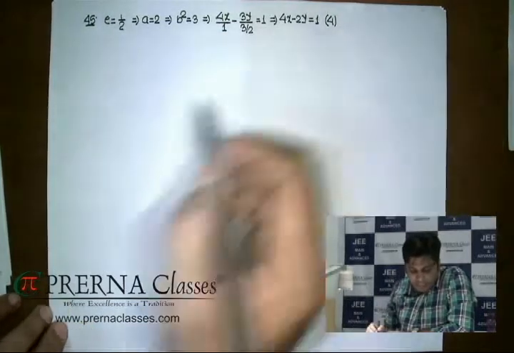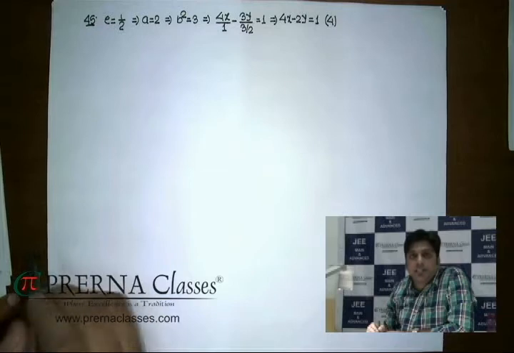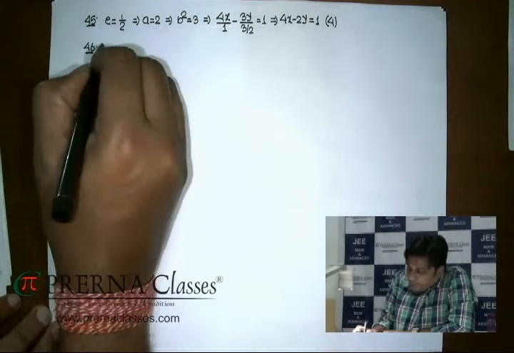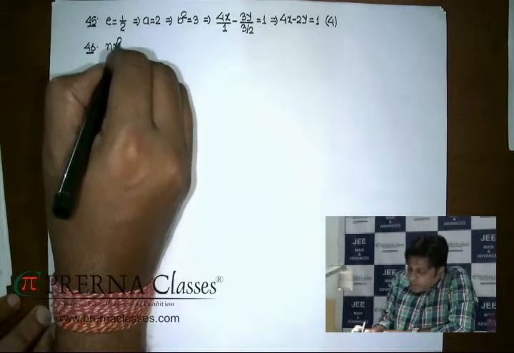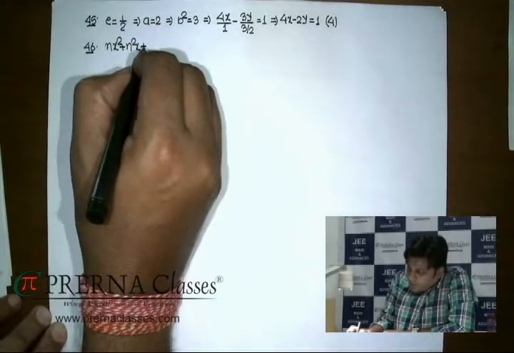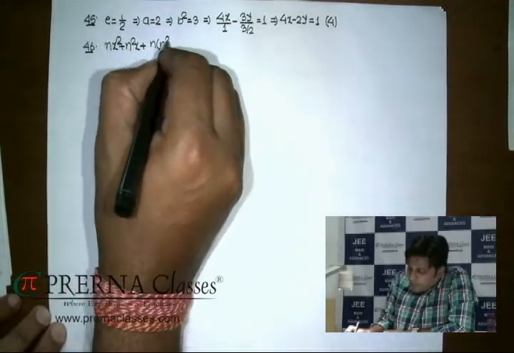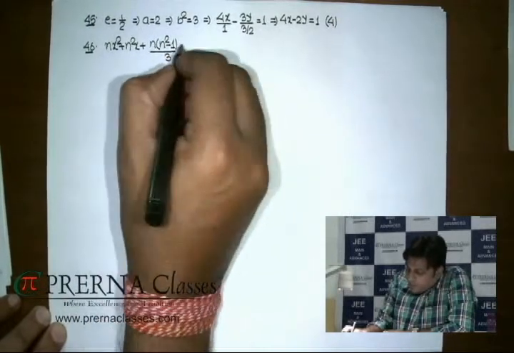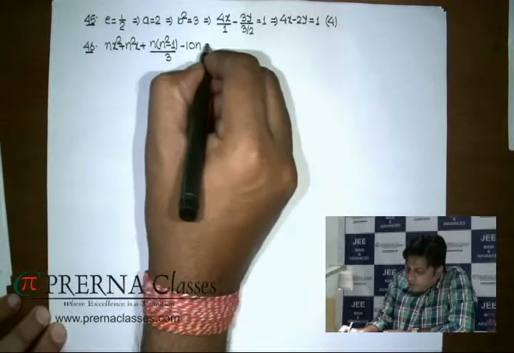Number 46, for a positive integer n, there is a certain equation given, and it is also given that the equation has two consecutive integral solutions. Note that when we simplify that equation, it will turn out to be nx square plus n square x plus n into n square minus 1 by 3 minus 10n equals 0.